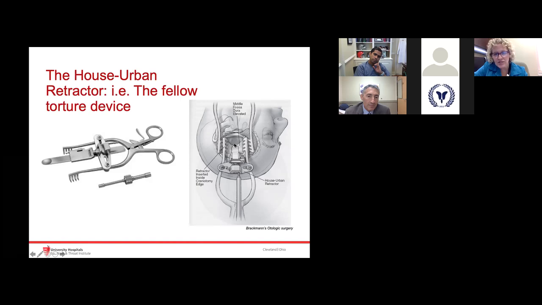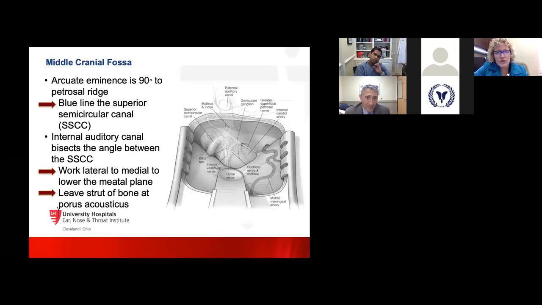And so you kind of have to get it in and just wedge it down along the edge of the bone there as best you can. But that's what we use to elevate the posterior fossa, or excuse me, the middle fossa dura. And then these are some key thoughts as we're thinking about the middle fossa floor.